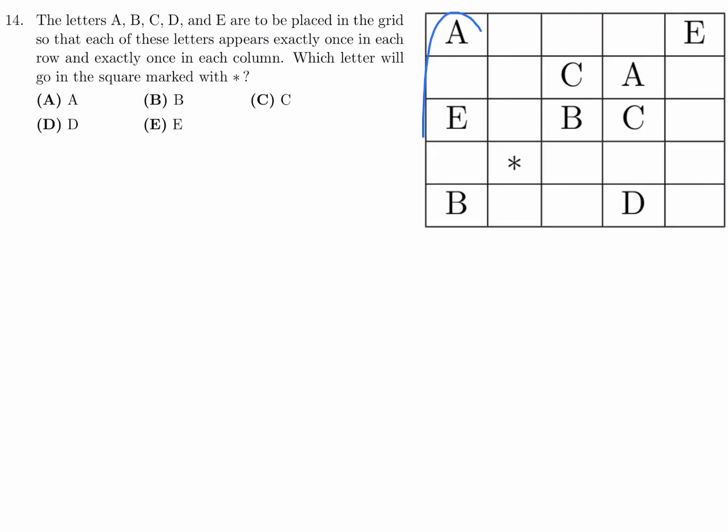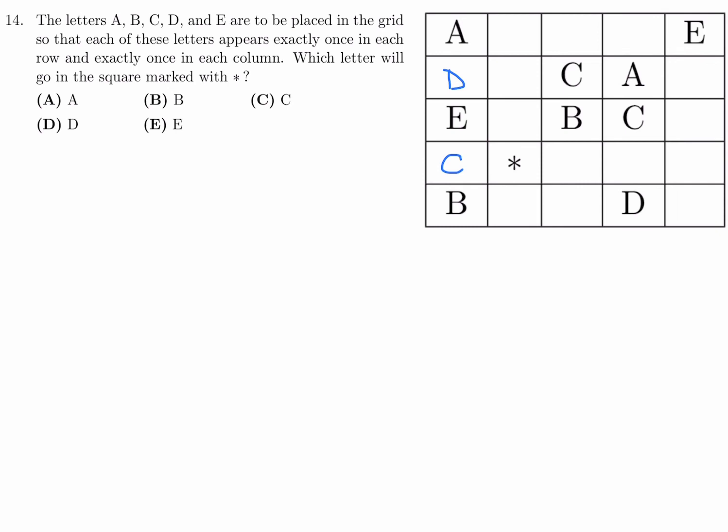Well, let's concentrate on this column first. It has A, E, B. It doesn't have C or D. Well, C can't go here because C is already here and it can only appear once in each row. So C obviously has to go here and therefore D will go there. That takes care of that.